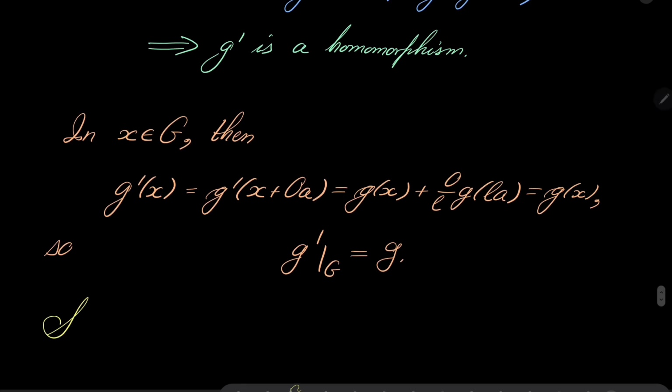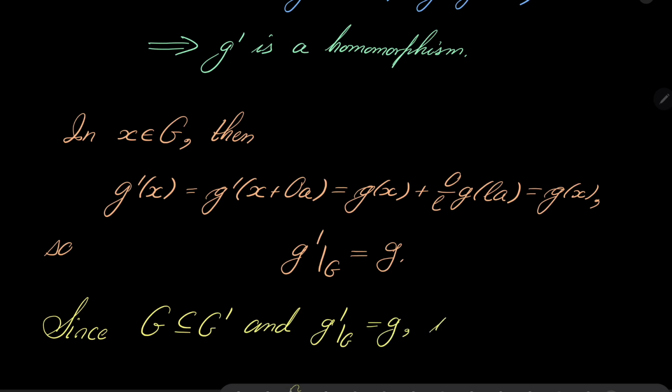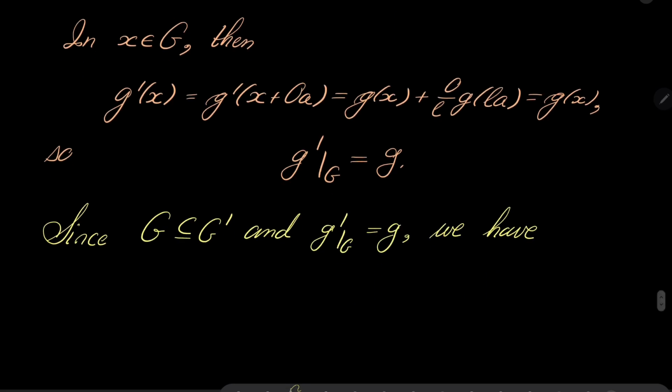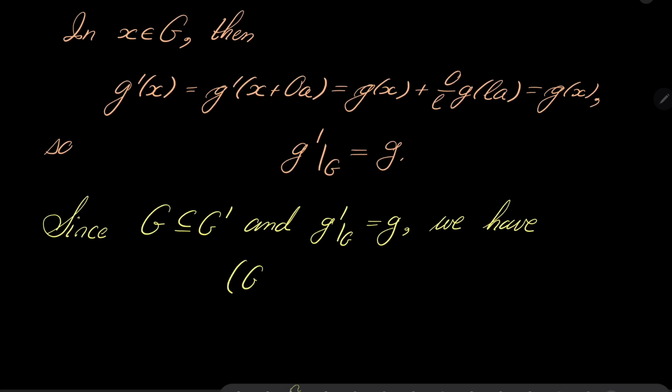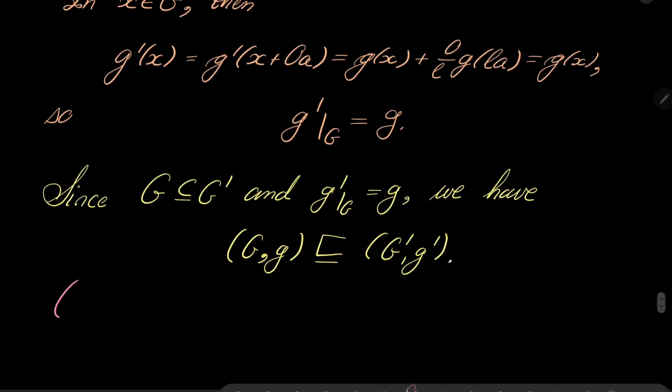And this proves our claim. Maybe let's write it: since g is a subset of g prime, and g prime restricted to G equals g, we have demonstrated that g is in relation with g prime. But remember that our set was supposed to be maximal.